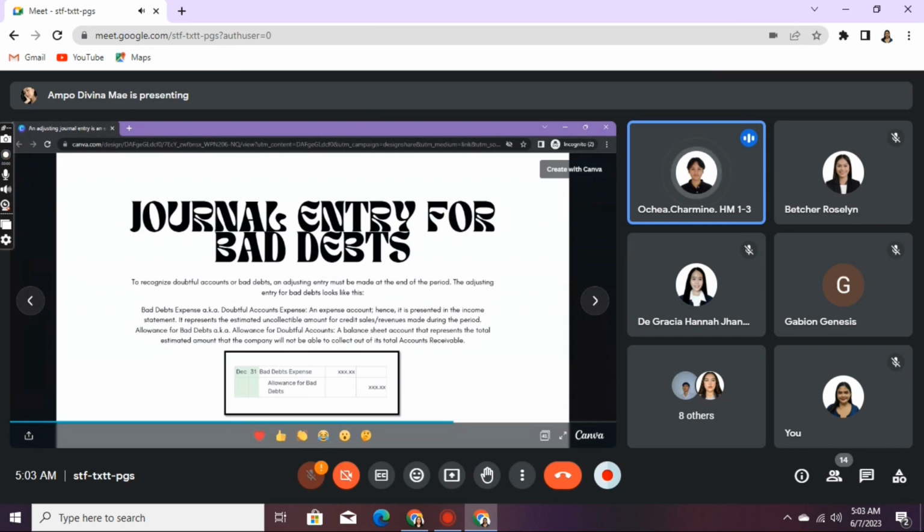So, bad debts expense, aka doubtful accounts expense, is an expense account. Hence, it is presented in the income statement. It represents the estimated uncollectible amount for credit sales or revenues made during the period. Allowance for bad debts, aka allowance for doubtful accounts, is a balance sheet account that represents the total estimated amount that the company will not be able to collect out of its total accounts receivable. So, here is the formula.